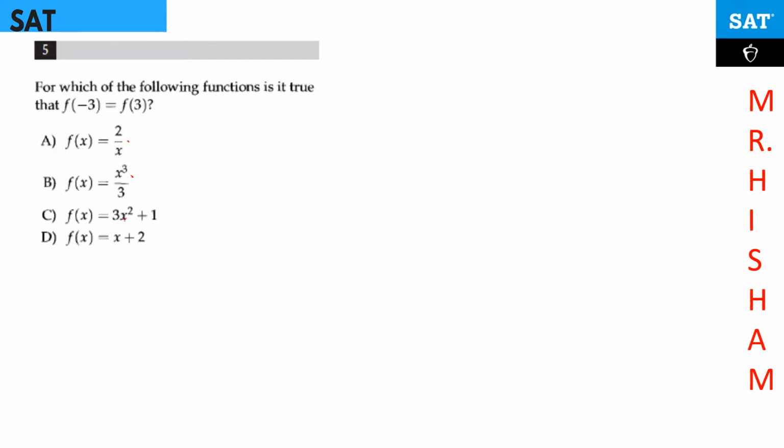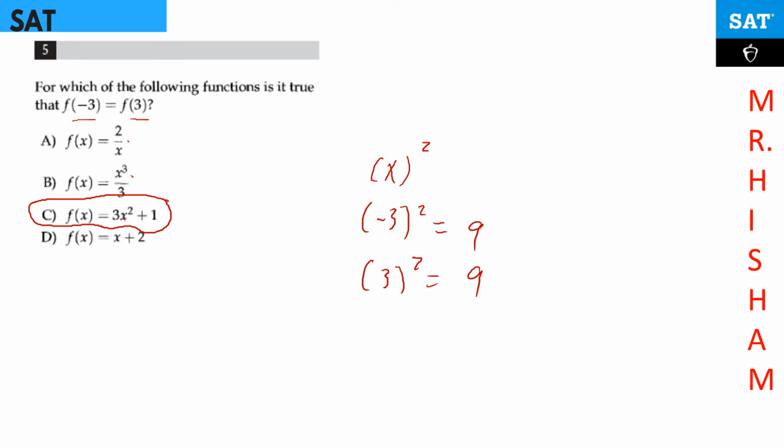For which of the following functions is f(negative 3) equal to f(3) true? To have a function that gives the same result when replacing two values, it should be a second degree function. Why? Because in the case of x squared, if you replace x with negative 3 or 3, in both cases the answer is going to be 9. But for the reciprocal function or the fractional function, it will not be the same.